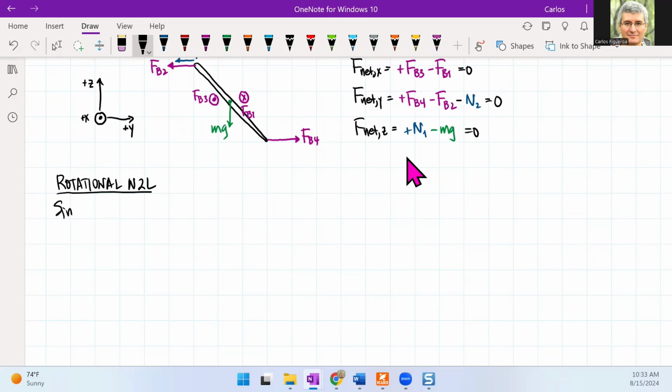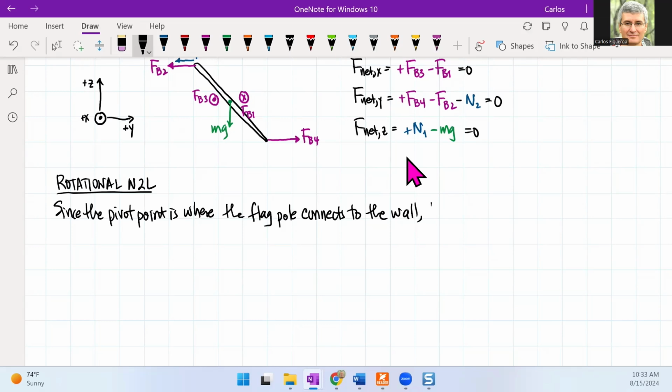Okay, since the pivot point is where the flagpole connects to a wall, or it could be something else, there is no torque created by forces N1, N2, and the magnetic force F2B.